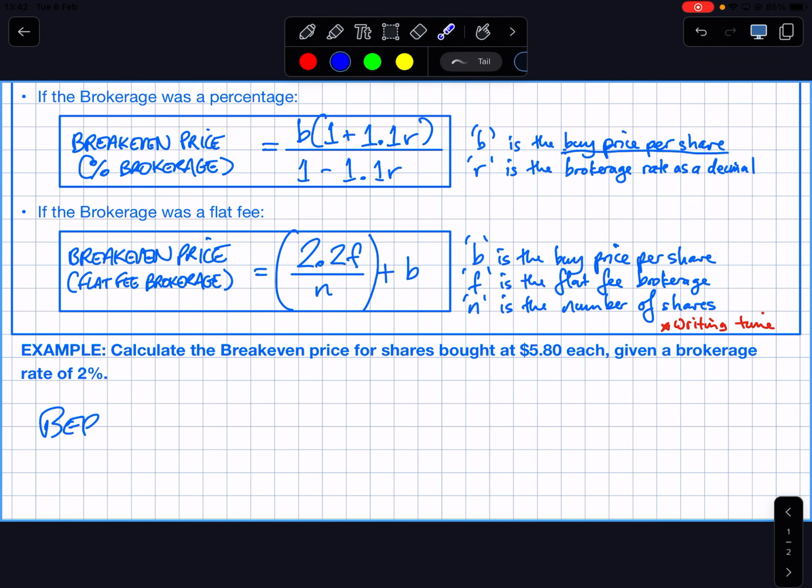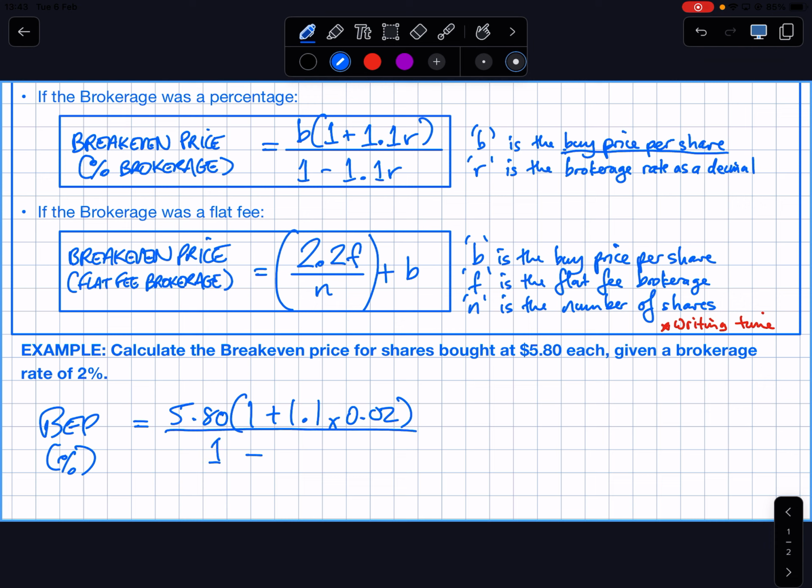Based on that question, am I using the top formula or bottom one? Top, because it's a brokerage percentage. Maybe indicate percentage under there so that you don't stuff up. What was the buying price per share in that question? $5.80. $5.80 is my small b, bracket 1 plus 1.1r. What is 2% as a decimal? 0.02. Times by 0.02. So I've done the top of the formula, a long line along the bottom. 1 take 1.1 times by, you already told me it was 0.02.